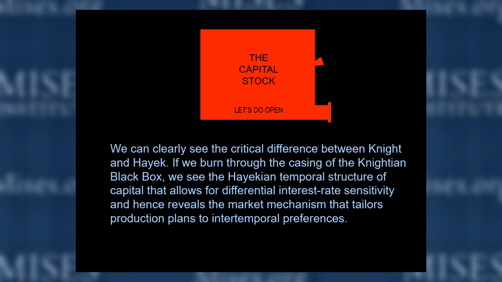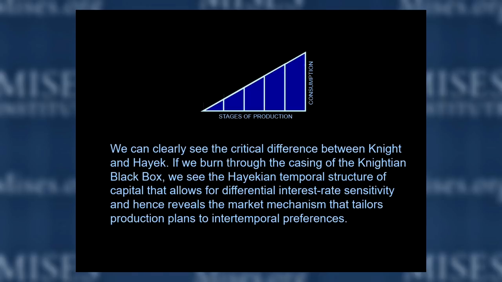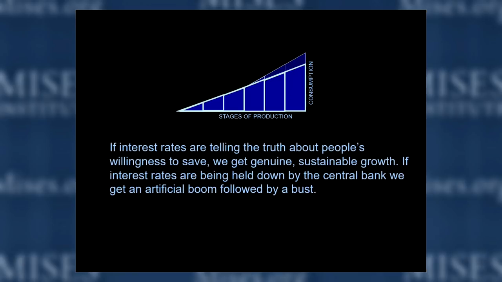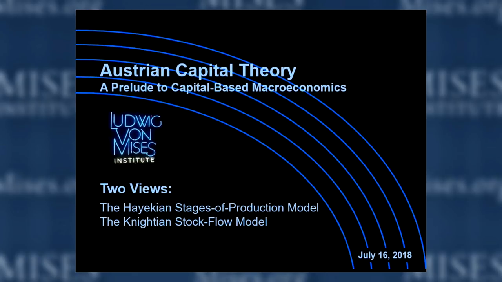We can see clearly the critical difference between Knight and Hayek. If you burn through the casing of the Knightian black box, we see the Hayekian temporal structure of capital that allows for differential interest rate sensitivities, and hence reveals the market mechanism that tailors production plans to the intertemporal preferences. If the interest rates are telling the truth about people's willingness to save, we get genuine, sustainable growth. If interest rates are being held down by the central bank, we get an artificial boom followed by a bust. So that's the end of this one and the start of the boom-bust cycle when I do another view. Okay, there they are. Thank you.